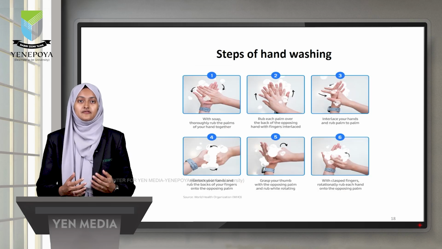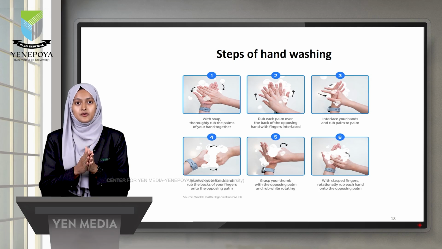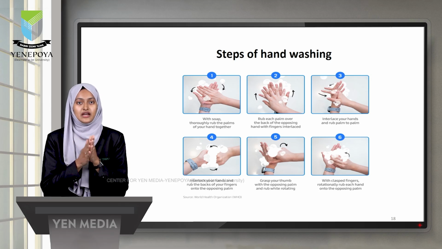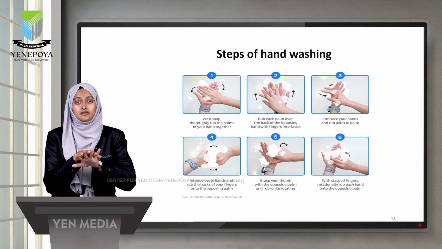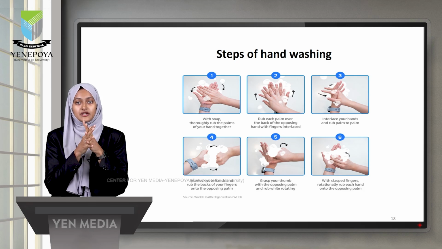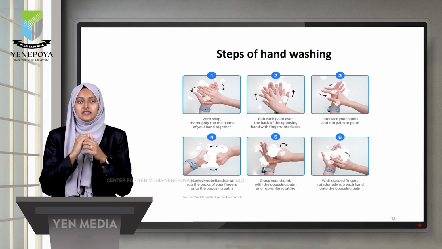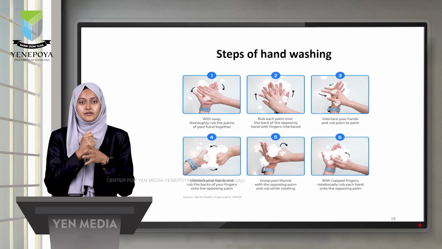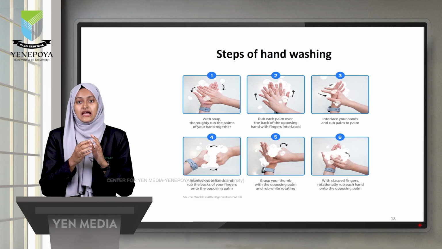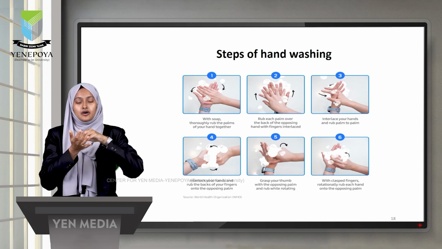So we have 6 steps of hand washing, where the first step will be to use the soap and then rub the palms of your hands together. Then rub each palm over the back of the opposing hand with the fingers interlaced, and the third step is to interlace your hands and rub the palms together. The fourth step is to interlock your hands and rub the back of your fingers onto the opposing palm. The fifth step is to grasp your thumb with the opposing palm and rub. And then the sixth step, with the clasped fingers, you should rotationally rub each hand onto the opposing palm.